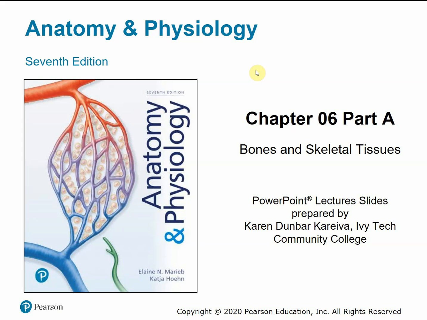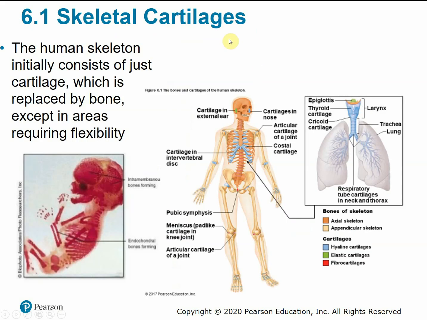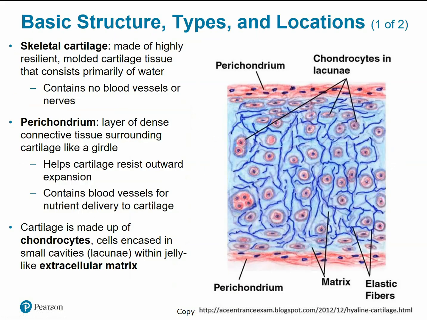This is Chapter 6, Part A, on bones and skeletal tissues. Initially, the human skeleton contains just cartilage, which later will be replaced by bone during development, except in a few select areas. Remember from Chapter 4 on tissues, we said cartilage is made up mostly of just water, so there are no blood vessels or nerves.